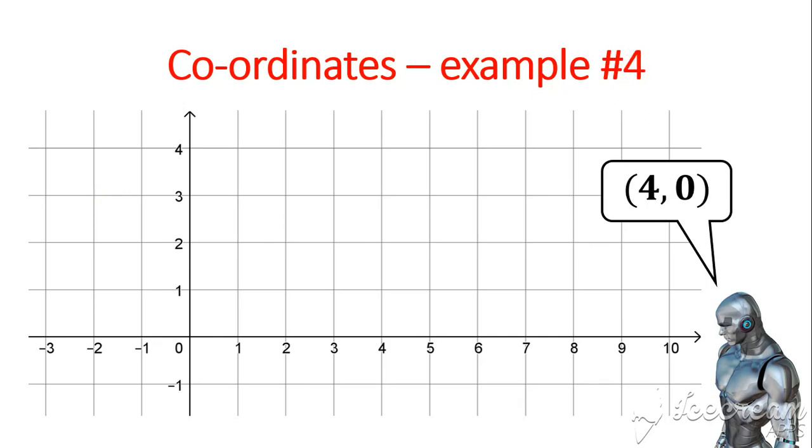All right, example 4, (4, 0). So once again, we start at the origin. The 4 is sideways, and it's a positive number, so we're going 4 squares to the right. The second number is up and down, but it's a 0, which means we don't move up and down at all. So we stay where we are, and we're sitting on the x-axis at this point, (4, 0).